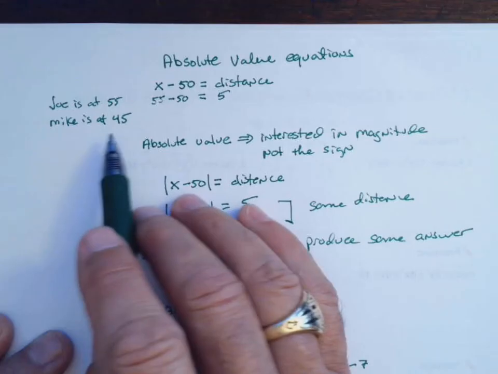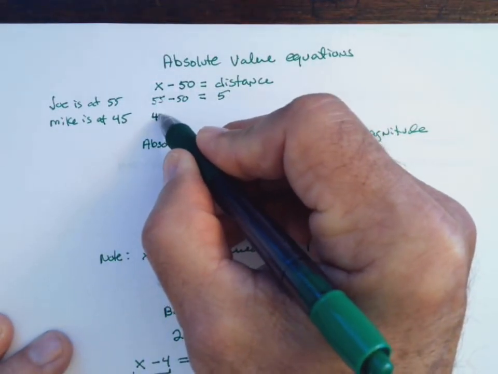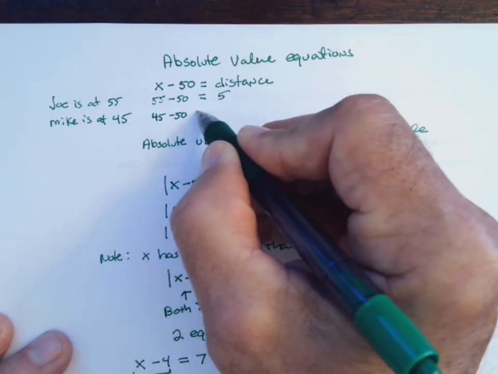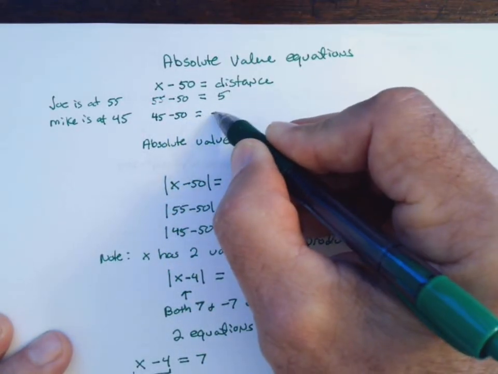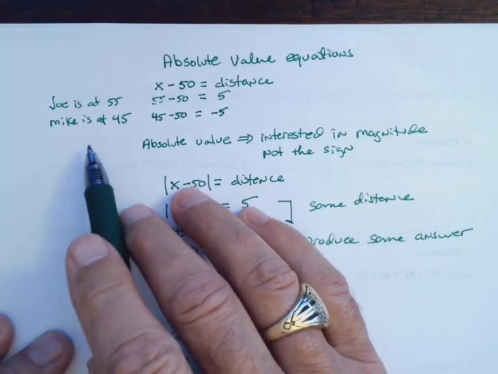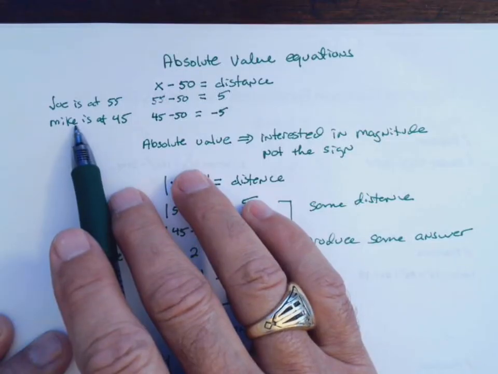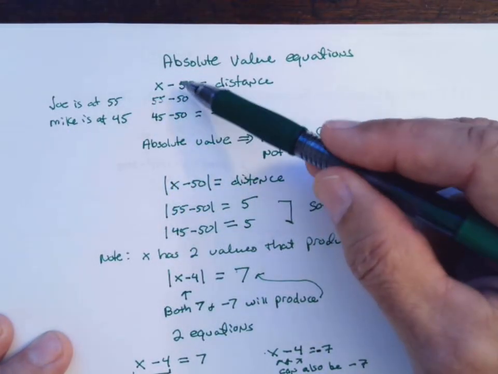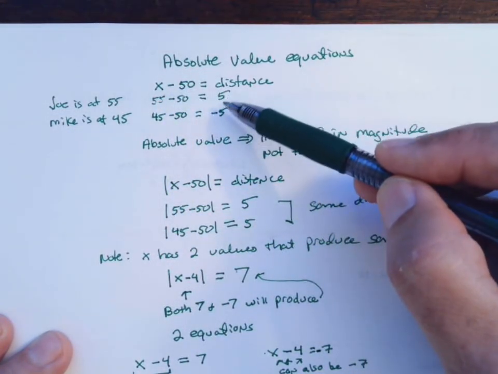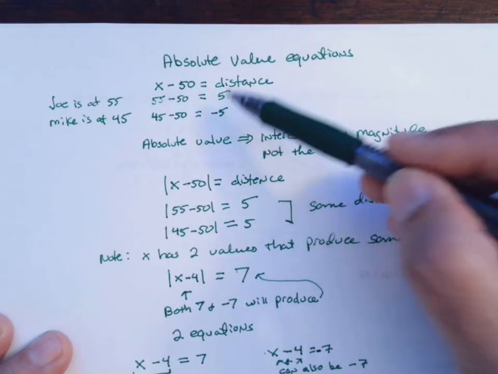Mike, he's at mile marker 45, and if you use the same math, well, 45 minus 50 mathematically produces what? A negative 5, okay? Now, obviously, Mike is the same distance away as Joe is. They're both 5 miles apart, but yet the math problem produced a positive and a negative. We don't care about the negative. It's irrelevant to the problem. The question is how far away, not which direction.